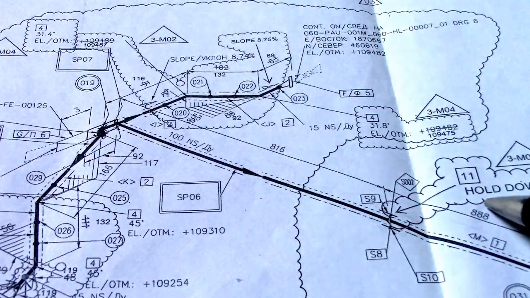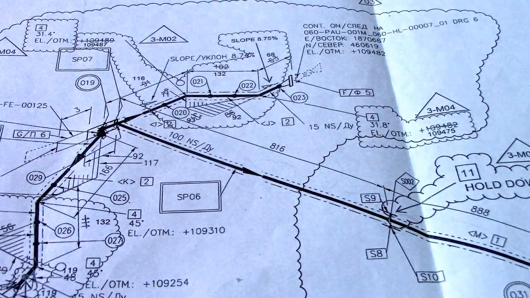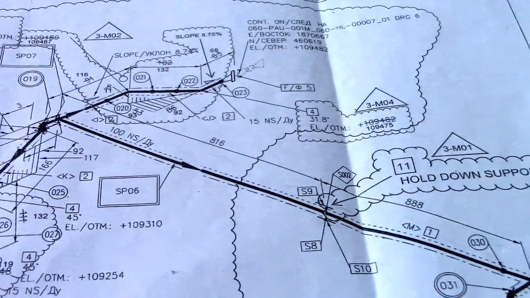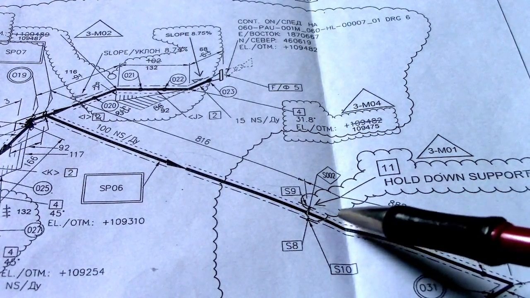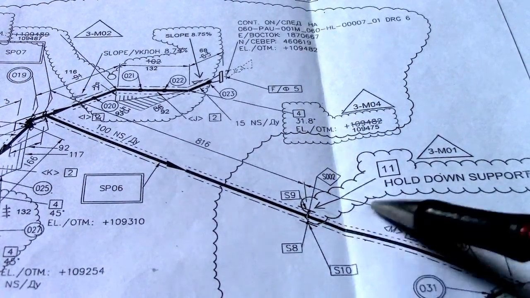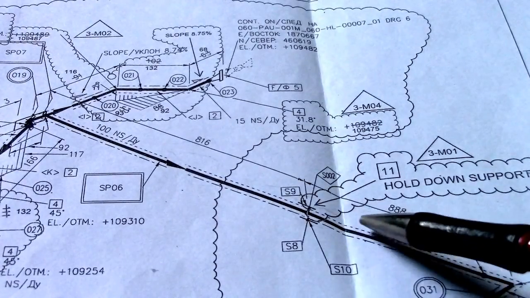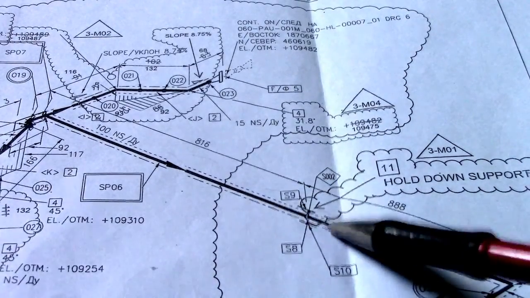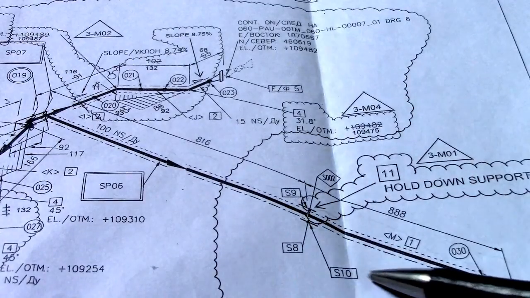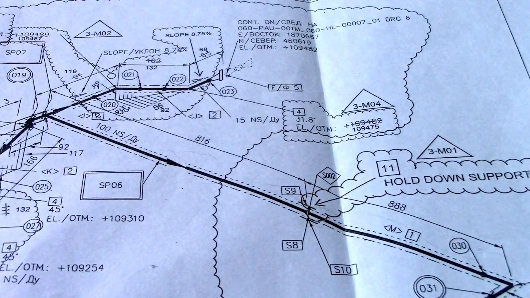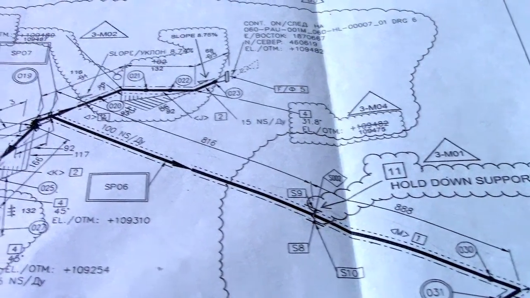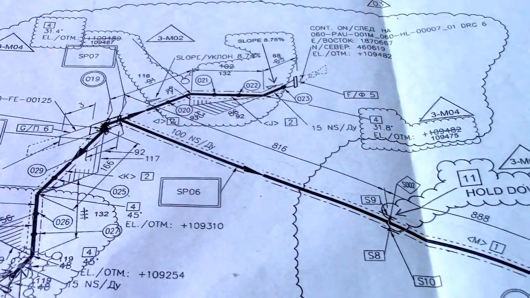So this support, they have a comment here: hold down support. This detail is to be checked in the other drawing, the support details. So what type of support is this? This is a guide, or this is a pipe shoe. Okay, all to be checked in the support details.